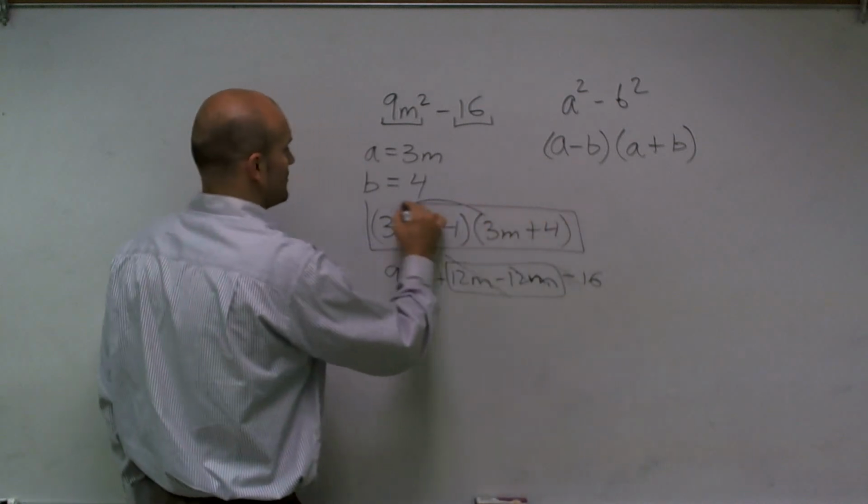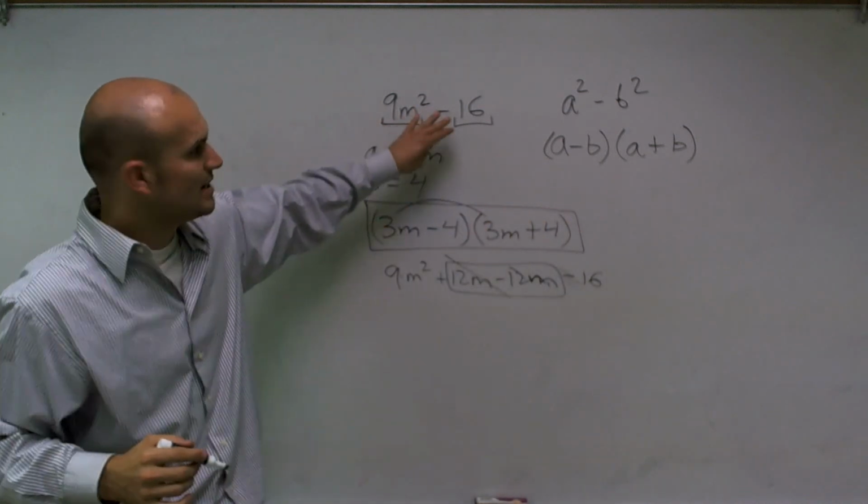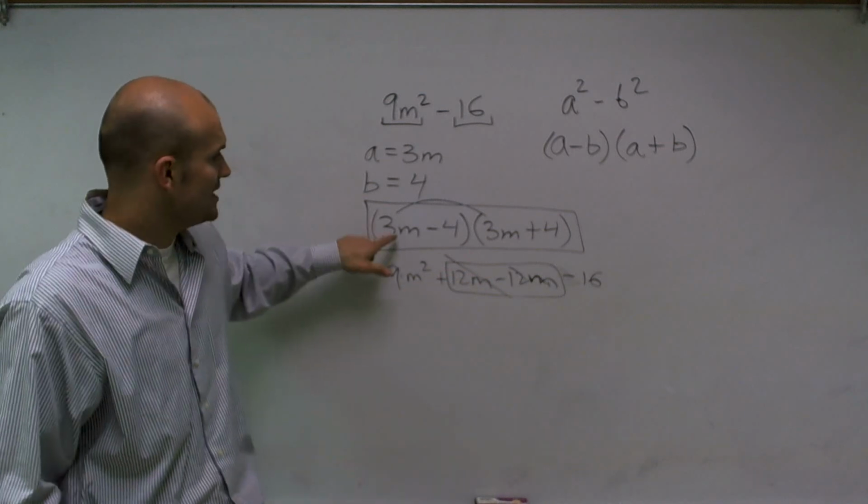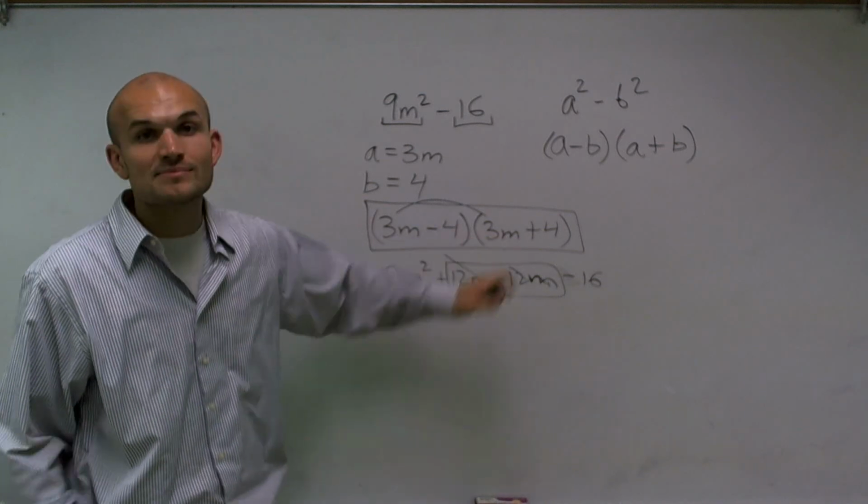So just remember, when you have two terms, look for the difference of two squares, and you can see it's 3m minus 4 times 3m plus 4.